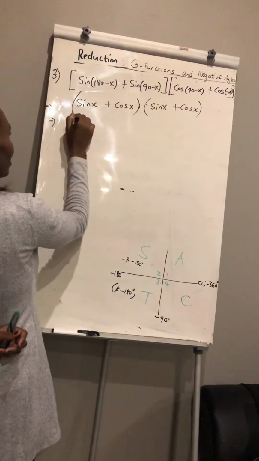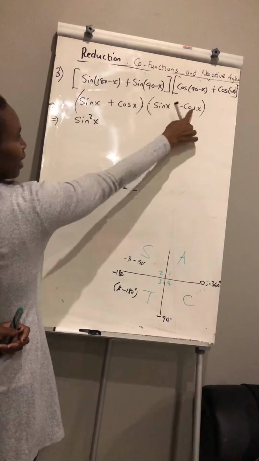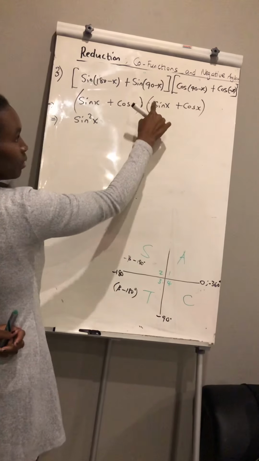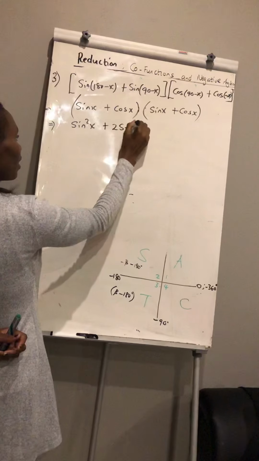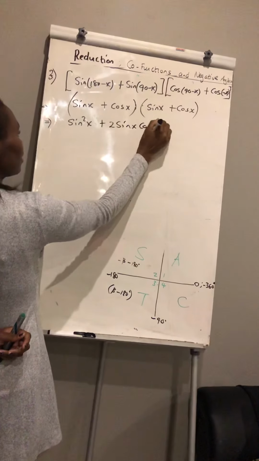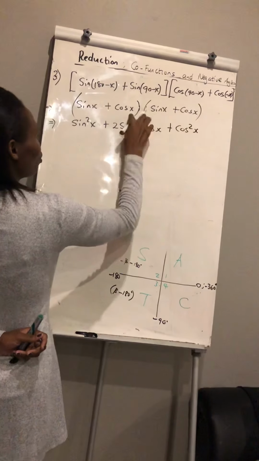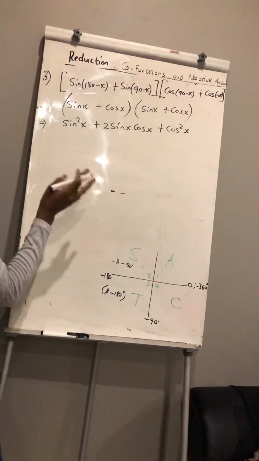Sine x times sine x will be well known to be sine squared x. This times that, that's sine x cos x. And this times that will be another sine x cos x. So I'll just write it like this. And then that one, multiplying those two, you get cos squared x. If you FOIL, you also get the same one.